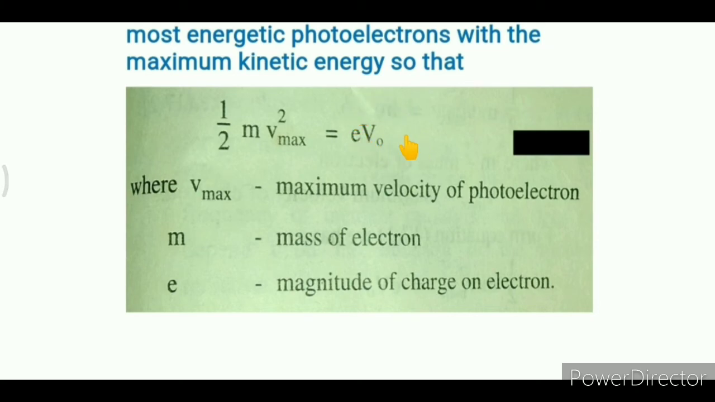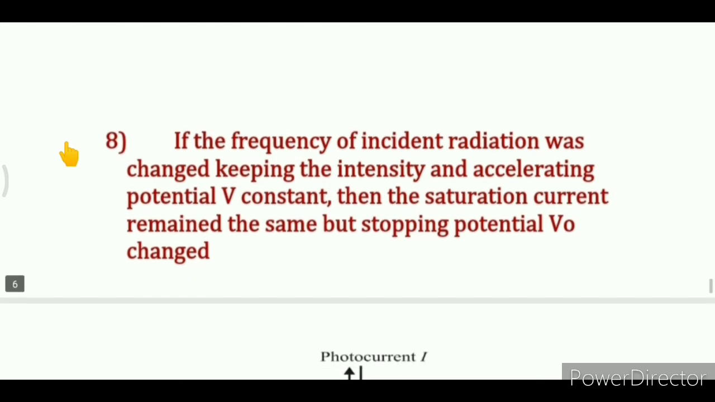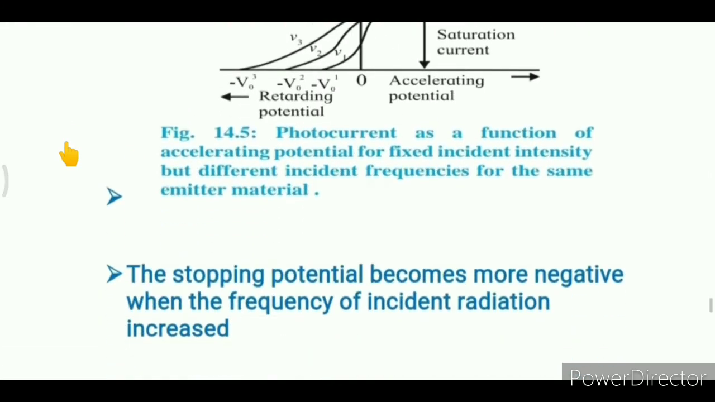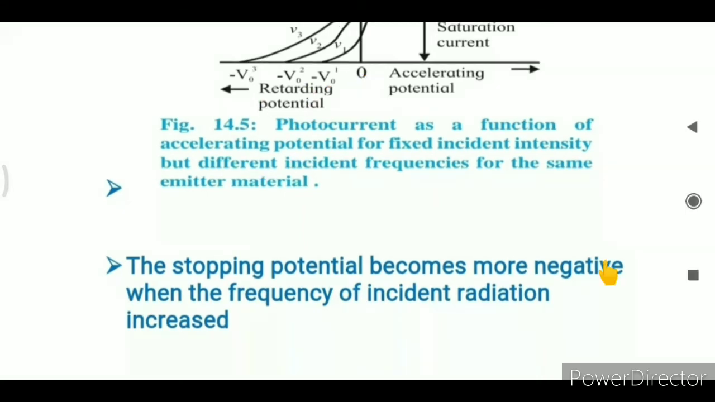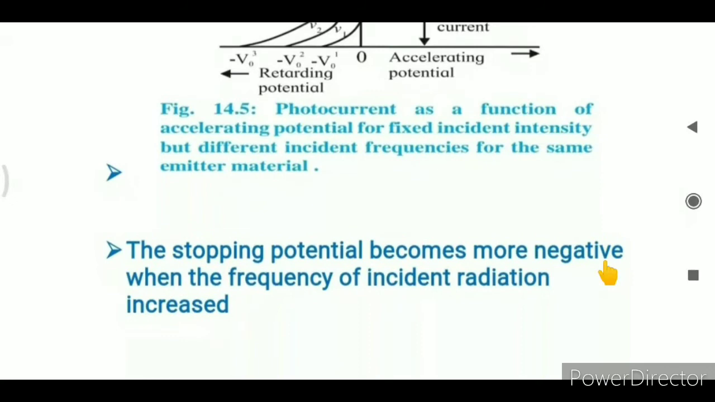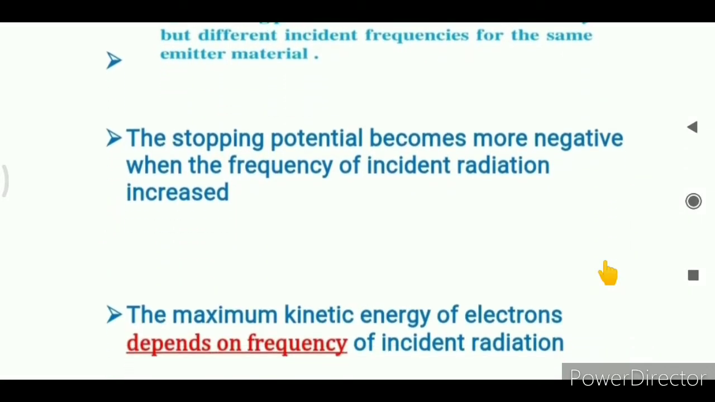If the stopping potential changes, the kinetic energy of the emitted photoelectrons also changes. So over here we can say that the stopping potential becomes more negative when the frequency of the radiation is increased. And we can conclude that the maximum kinetic energy of electrons depends on the frequency of the incident radiation.